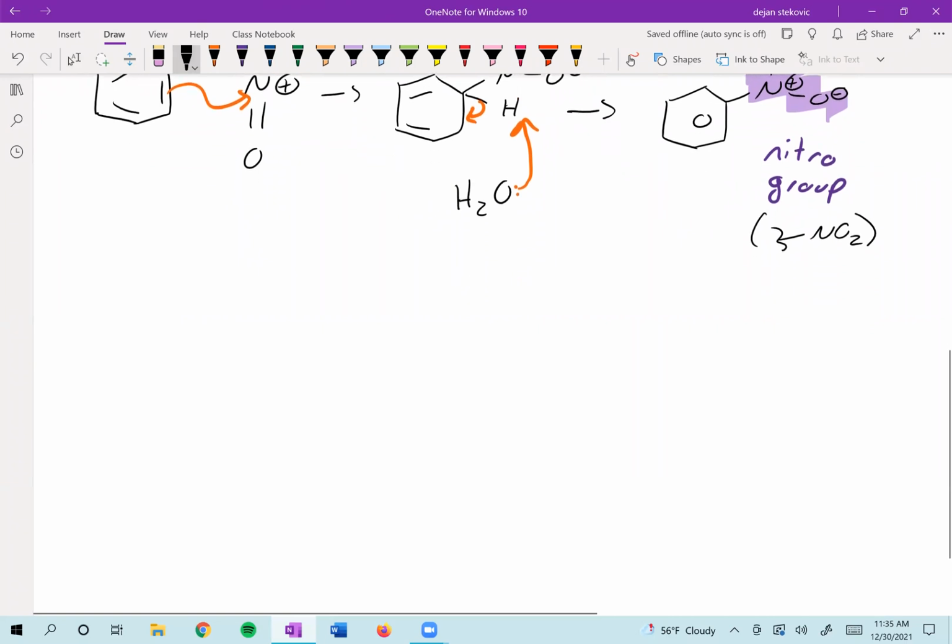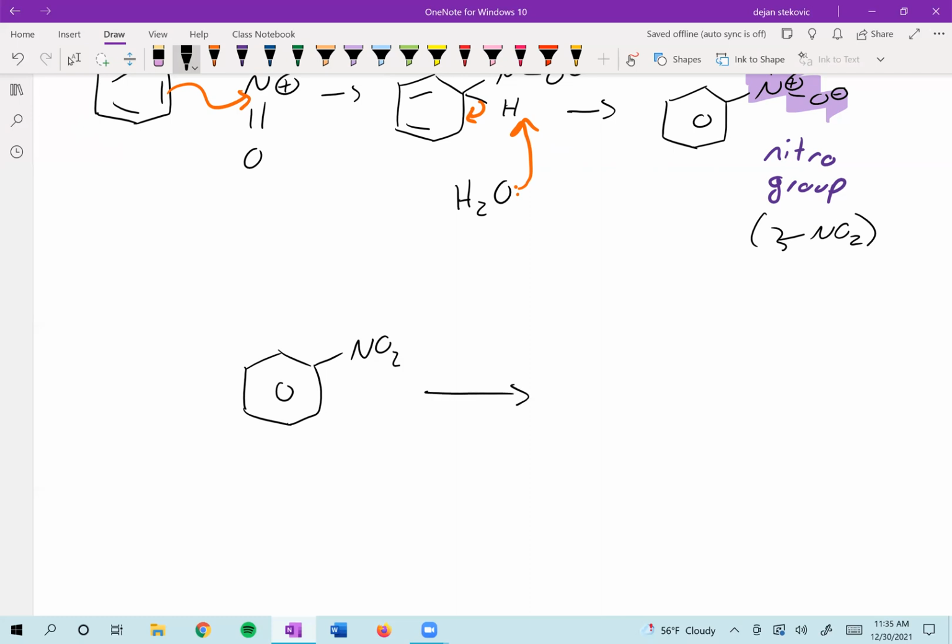The cool thing about nitro groups is that we can reduce them. So we can take a nitro group and reduce it down to an amine. So you see it goes from NO2 to NH2, right? This right here is an amine. And a benzene ring with an amine is known as aniline. And that'll be synthetically useful later on.